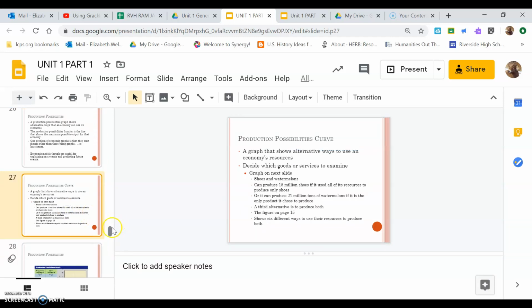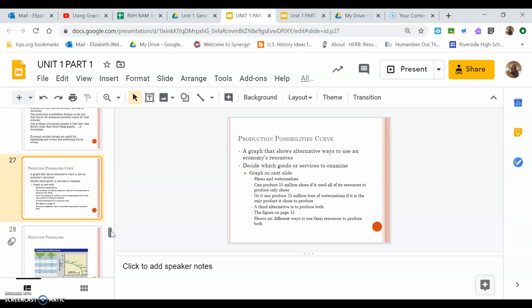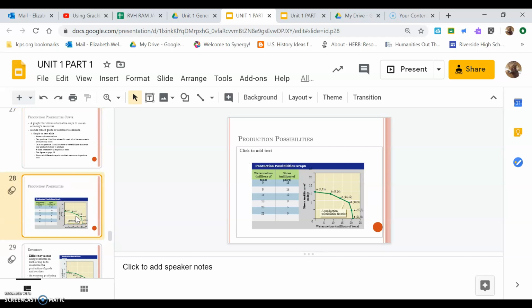All right, so how do we make decisions? We use the production possibilities curve, right? And this is the watermelon and shoe curve. It's kind of weird. This farmer wants to make watermelons or shoes. If they want to make both, it tells you what you have to give up to make a certain amount of the other. It starts off with 0 watermelon, 15 million pairs of shoes, and then, okay, I want to make 8 million tons of watermelon. That drops down to 14 million pairs of shoes.